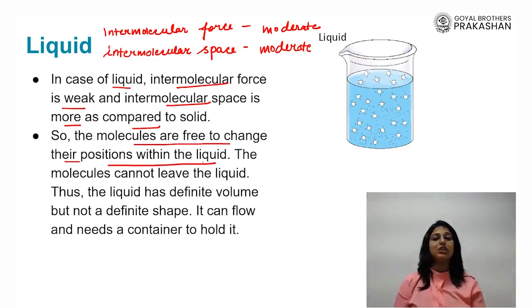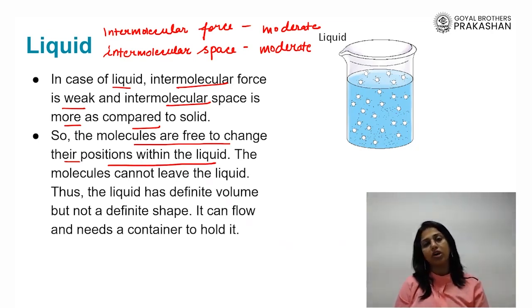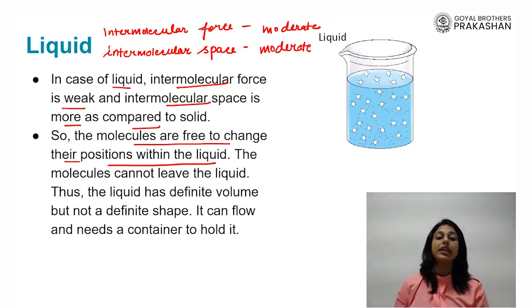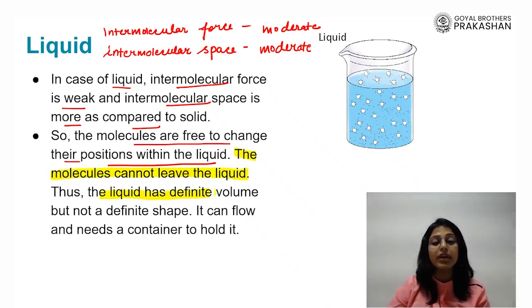You must have seen that liquids are free to flow. They change their shape. How? If I put some liquid in a bottle, it will take up the shape of the bottle. If I put the same liquid in a mug, it will take up the shape of the mug. So the liquid, because its molecules are free to move, they can move within the liquid. That doesn't mean that the molecules can leave the liquid. Hence, the liquid has no definite shape.